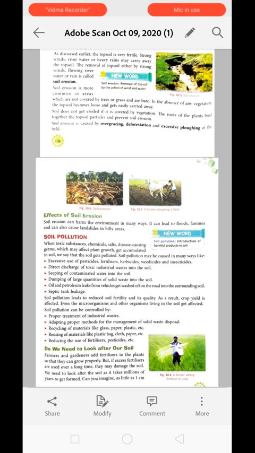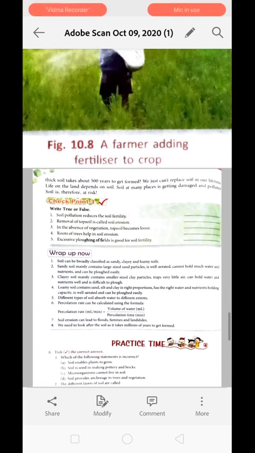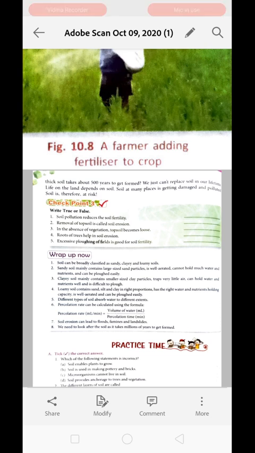Can you imagine, as little as 1 centimeter of soil is formed in about 500 years? It means 1 centimeter thick soil can be formed in 500 years. It takes too long to form. It is a very slow process. We just can't replace soil in our lifetime. Life on land depends on soil, because soil is the place where plants grow. So damaging the soil, polluting it, is also risky for us. So we need to take care of the soil.